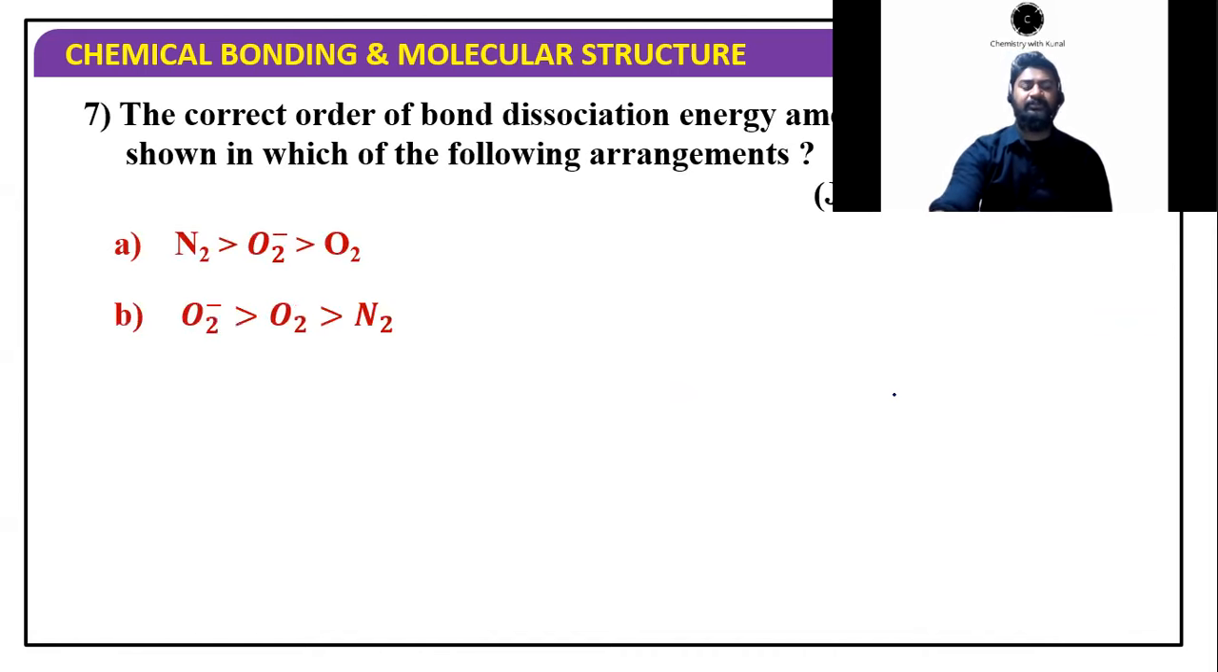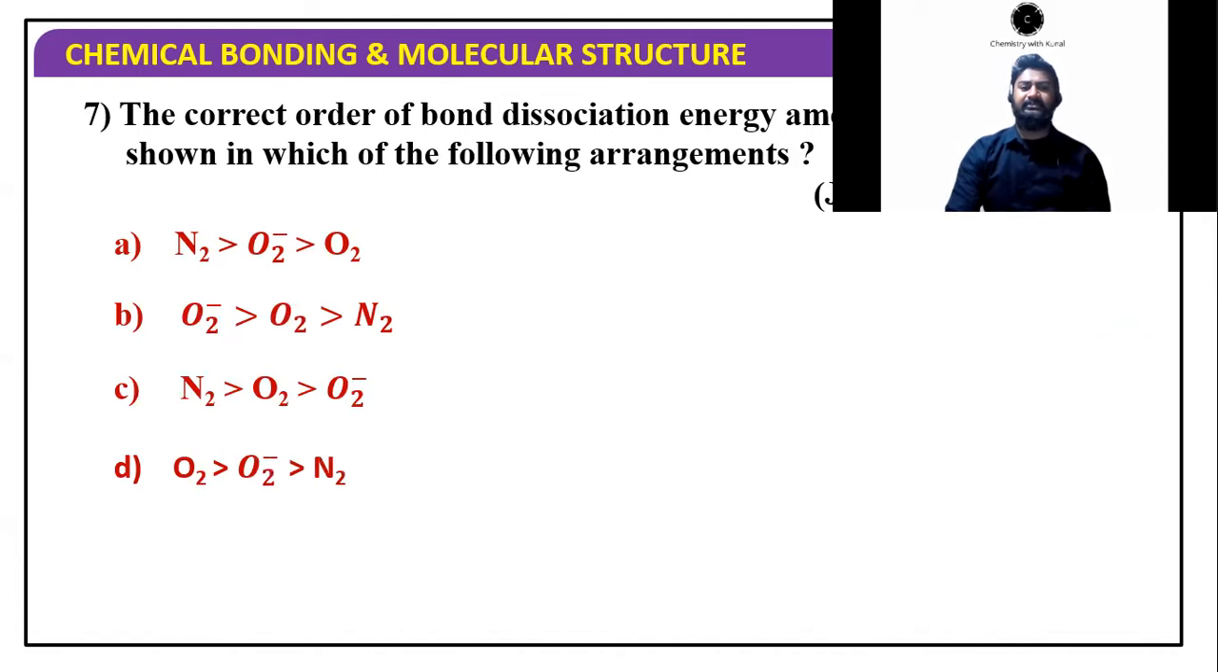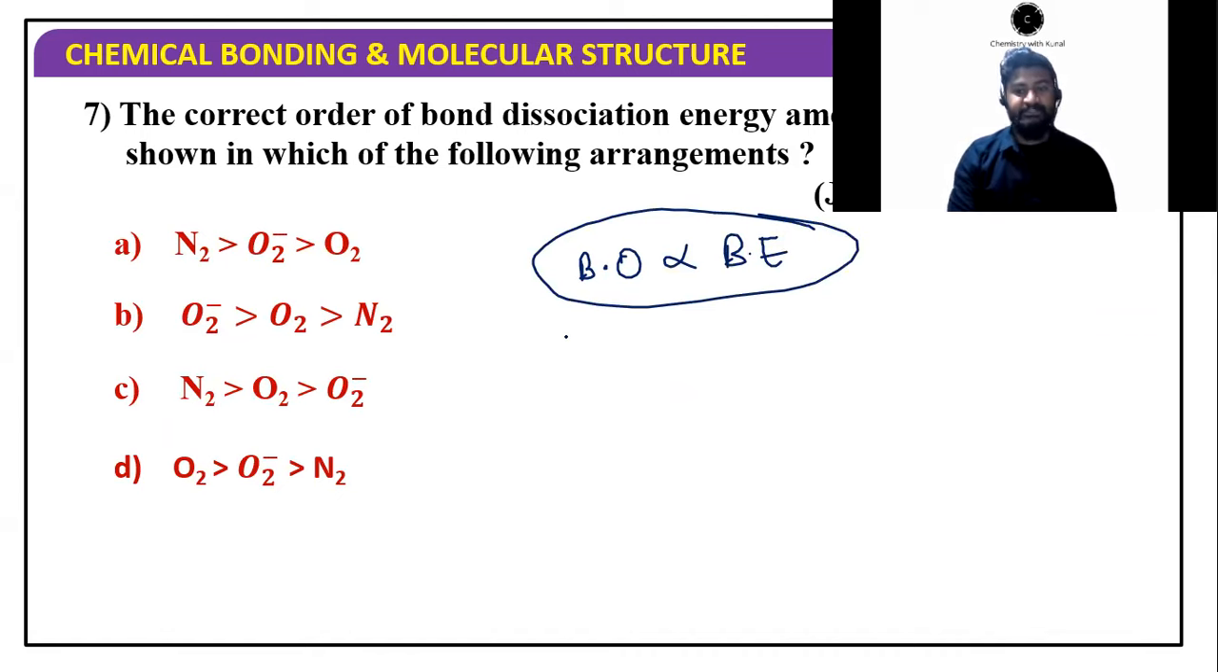They're asking, which of the following is the correct order of arrangement of their energy? That means bond dissociation energy. They're asking which one will have more bond energy. So bond order is proportional to bond energy. That's what we know as a theory. Again, I have discussed this in the previous lectures.